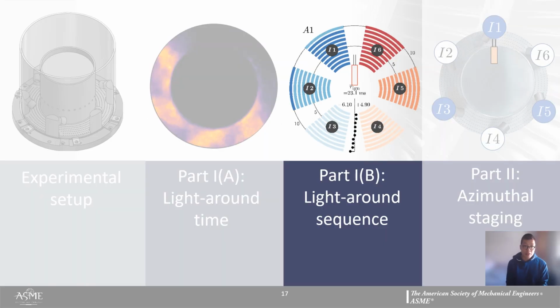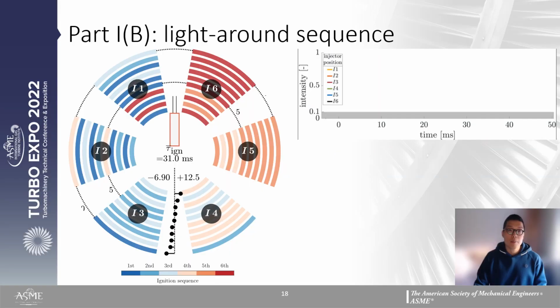Aside from the light-around time, we are also interested in looking at the light-around sequence. An ignition map, as shown on the left, is constructed. To illustrate how it should be interpreted, let us first consider a typical time series of an ignition light-around process.